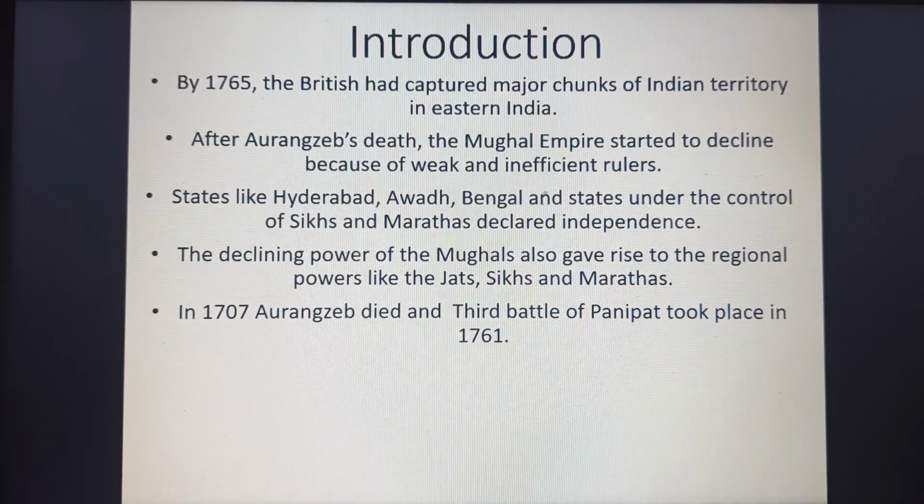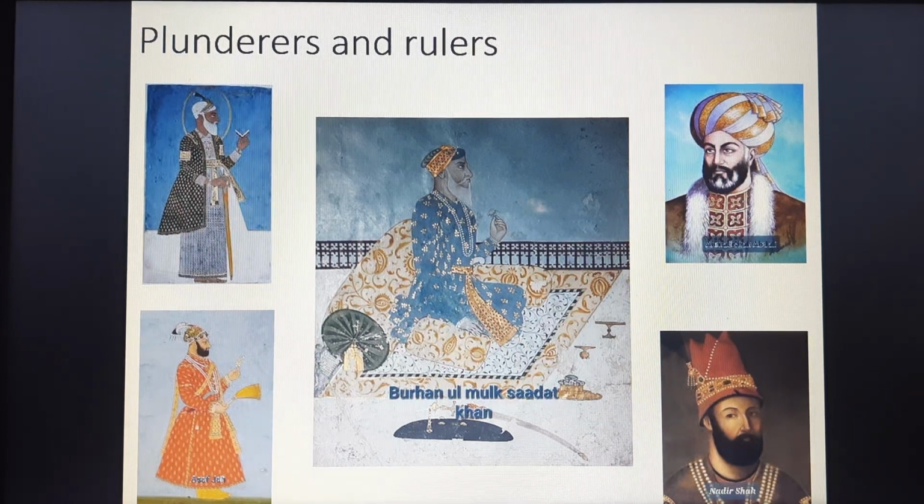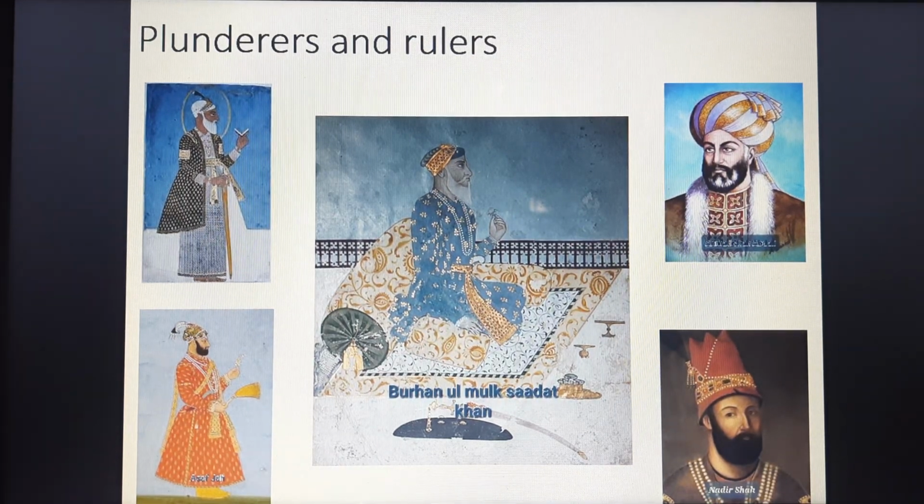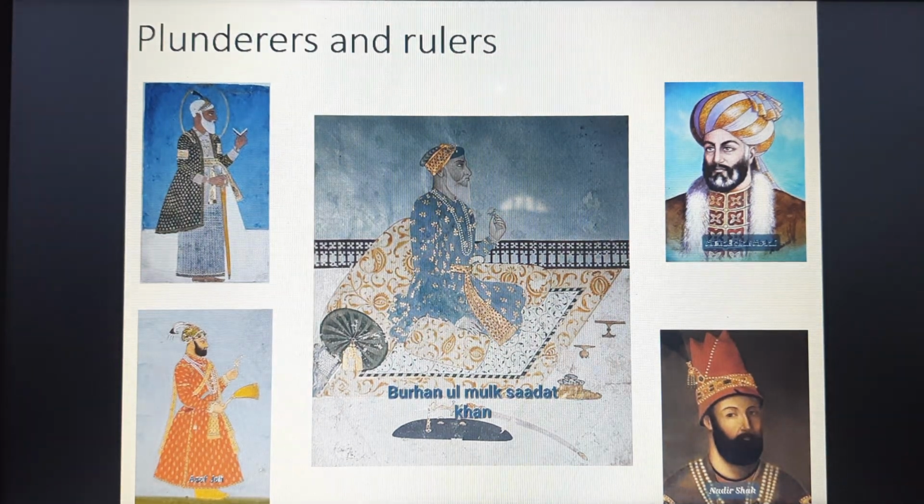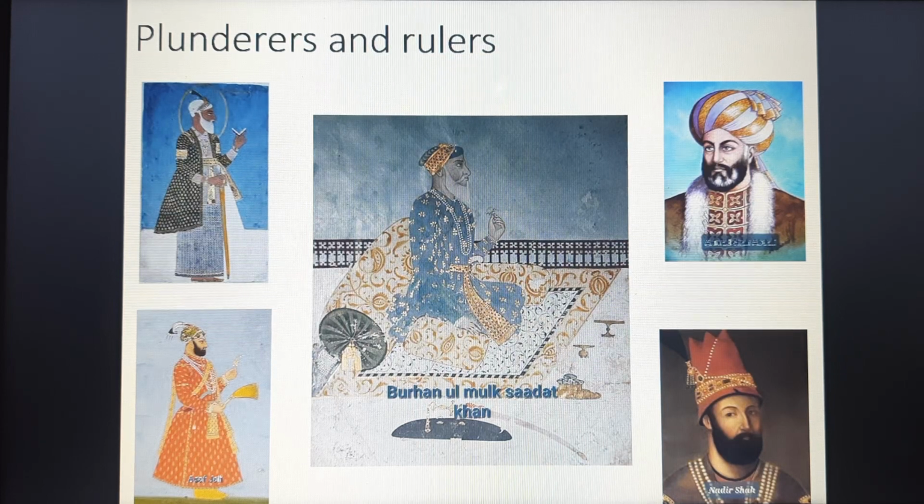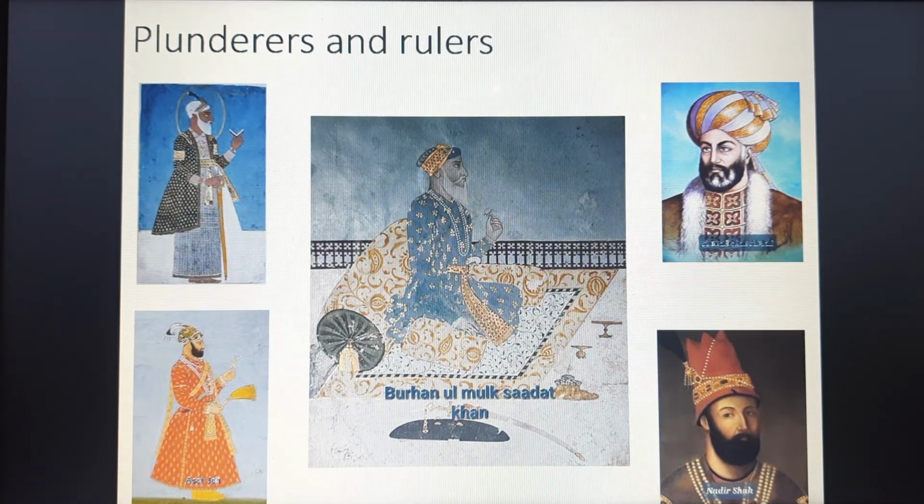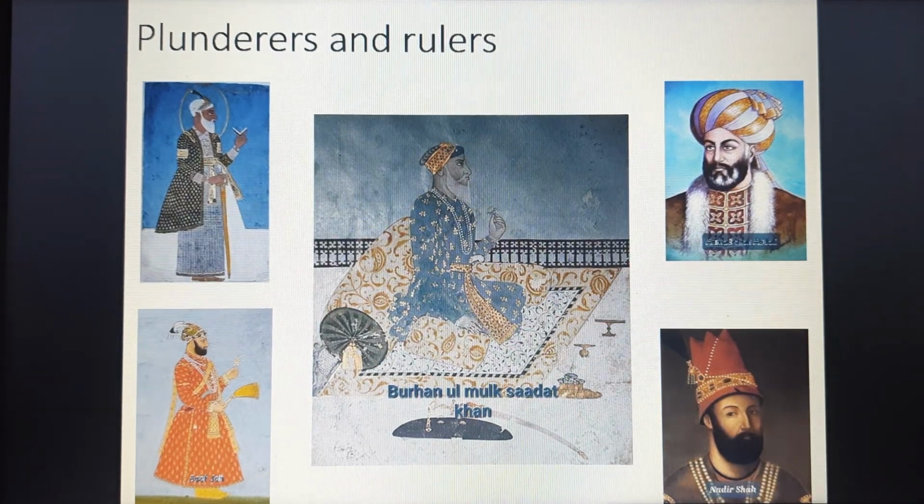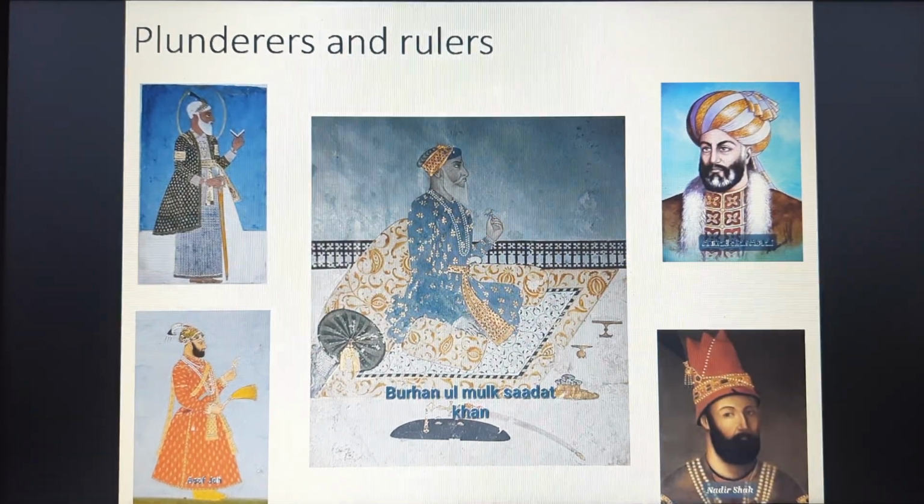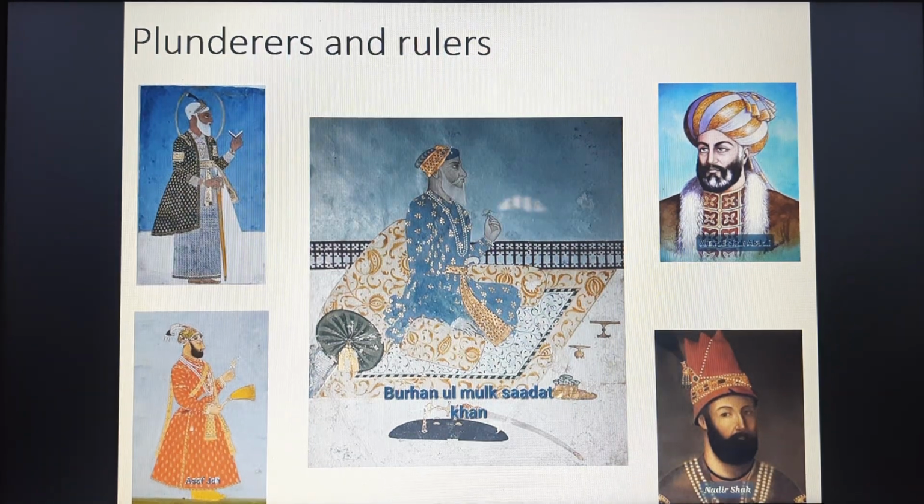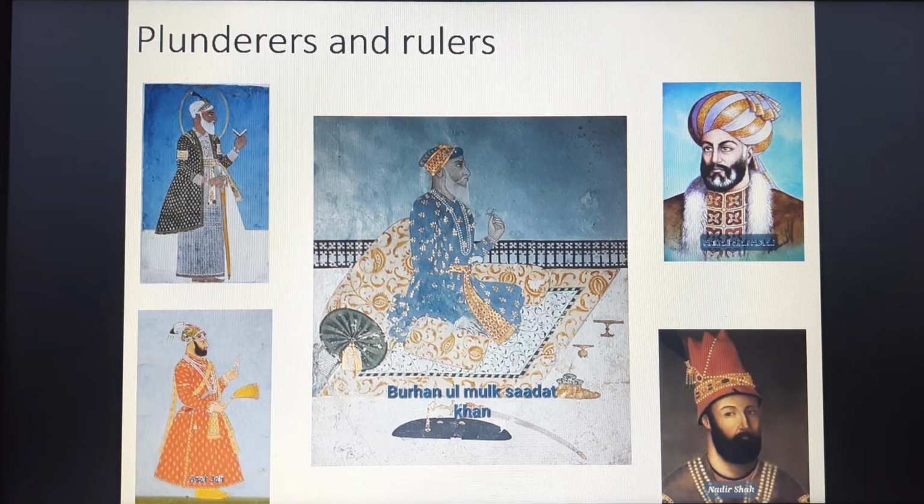After this, you will see some of the plunderers or rulers who came, in series, at different times. First, Ahmad Shah Abdali came, and Nadir Shah. Both plundered Delhi, they looted Delhi. Apart from that, there is Burhan ul Mulk Sadat Khan, and Asaf Jah. They were the Nawabs, and how they ruled and what different things they did, we will be seeing one by one.